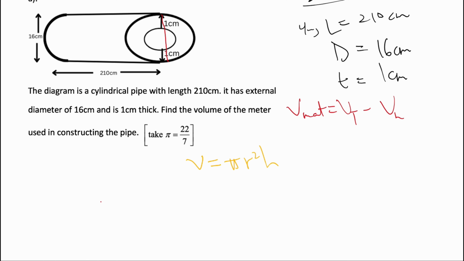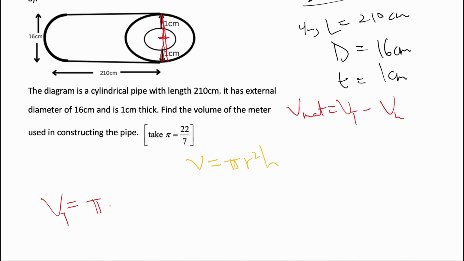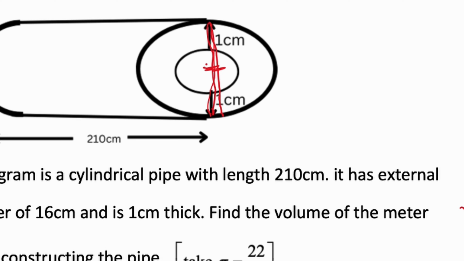The total volume, V total, will be pi. Now R will be half of this. The whole of this is 16, so half of this will be 16 divided by 2, which is 8. So pi times 8 squared h. And then the hollow space, and this is the diameter.